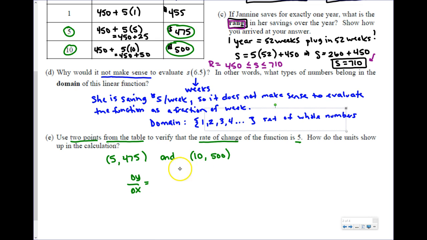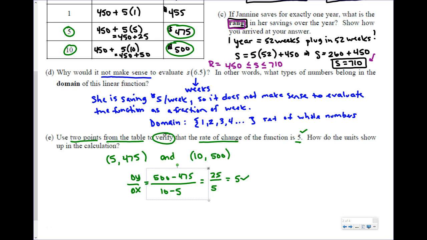I'm going to subtract the y's, so 500 minus 475 over 10 minus 5, and I get on the top 25, and on the bottom I get 5, and 25 divided by 5 is actually 5, so I have indeed verified that my work is correct with the rate. How do the units now show up in the calculation? Well, it's $5, so put your dollar sign, per week. These are the units of my rate, $5 per week. Now this was just one big problem, one situation with a lot of little mini questions that went with it.